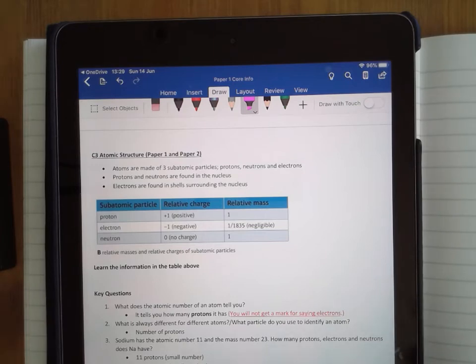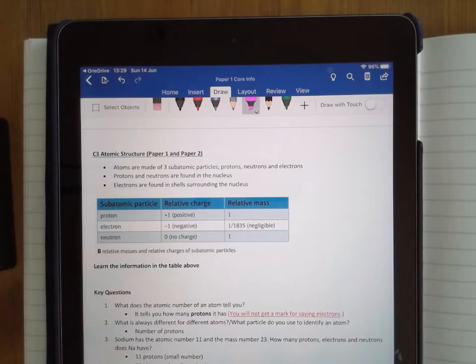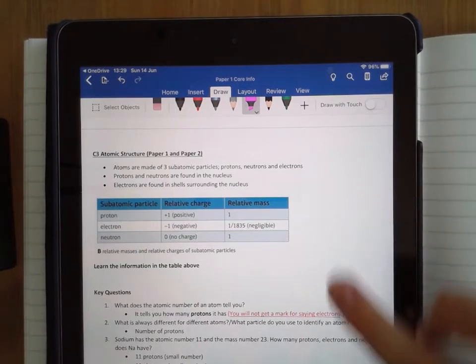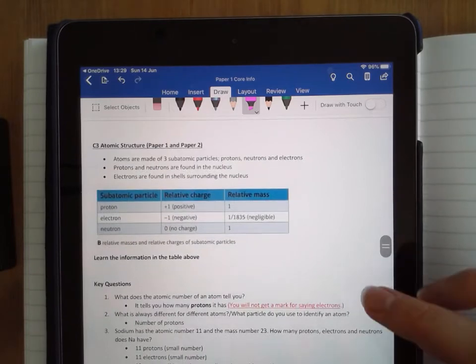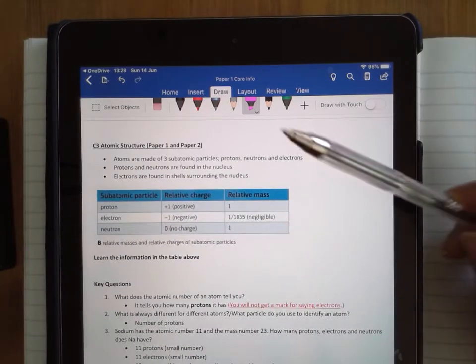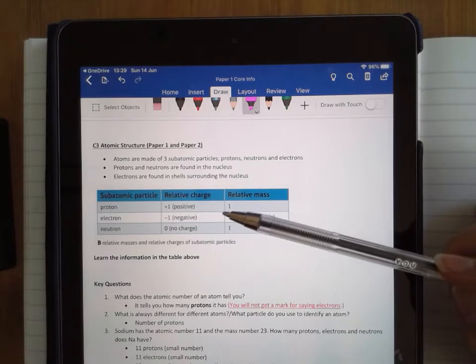So in this video, we are going to revise atomic structure, which is CC3, and the periodic table, which is CC4. I am on page 10 of your core info guide. I'm going to start by looking at this table.